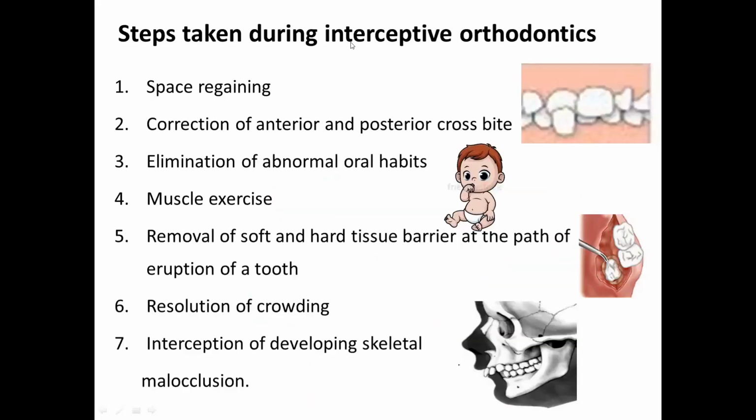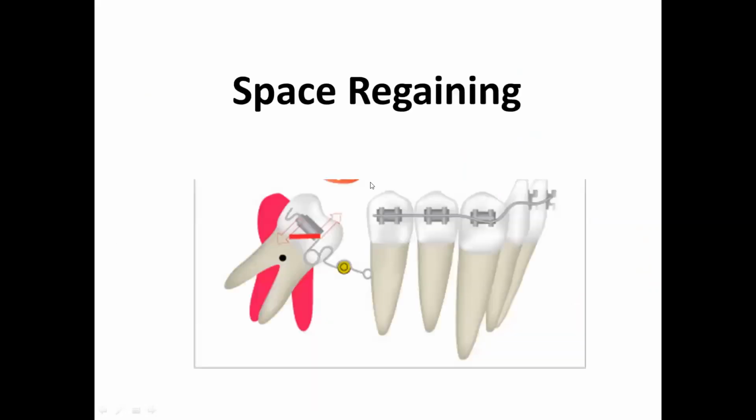So as we said here, the first thing we need to do is gain the space. So what are the ways to gain the space? We'll be talking about it in detail one by one. Space regaining. The word regain tells us that the space which was earlier present is lost. We need to regain the space. Means somehow we need to treat the dentition to gain the lost space.